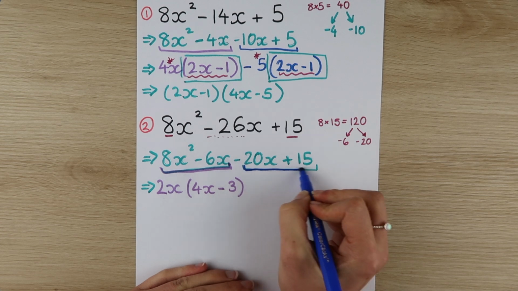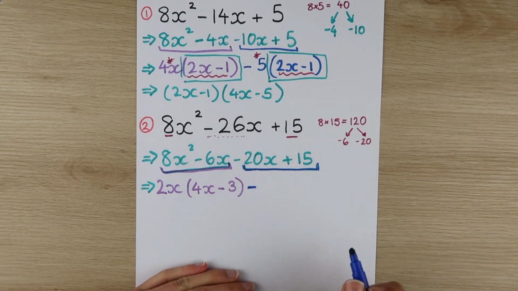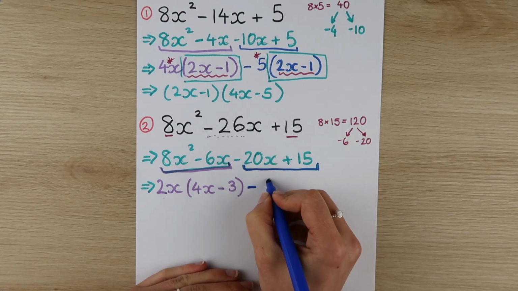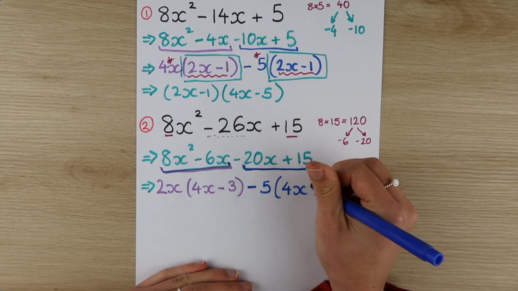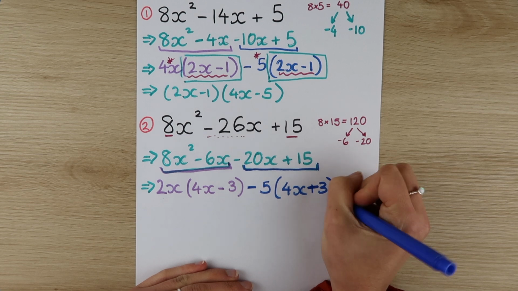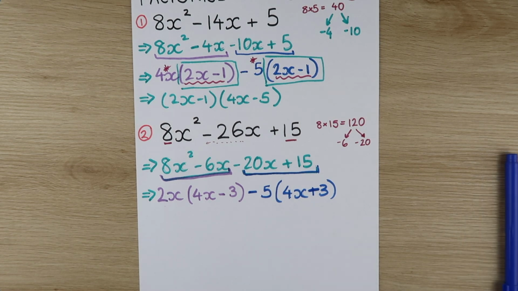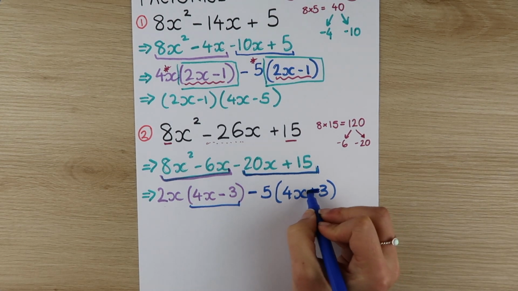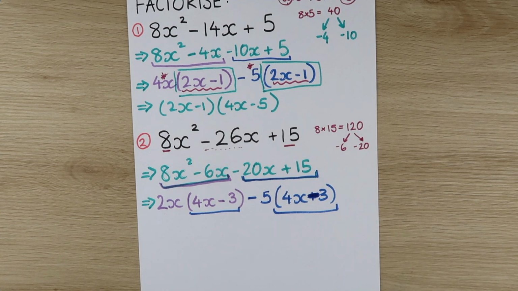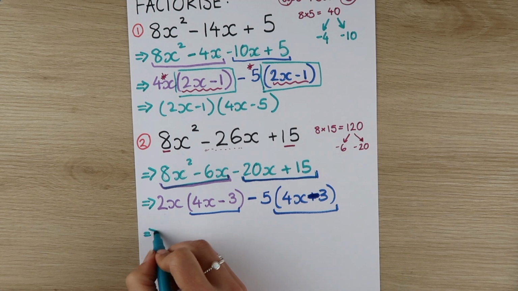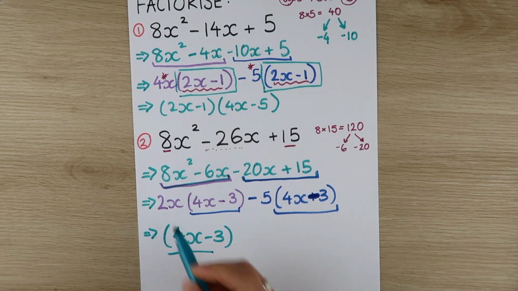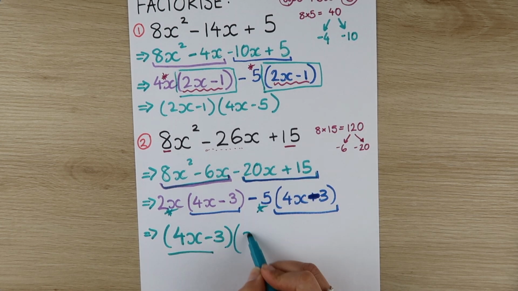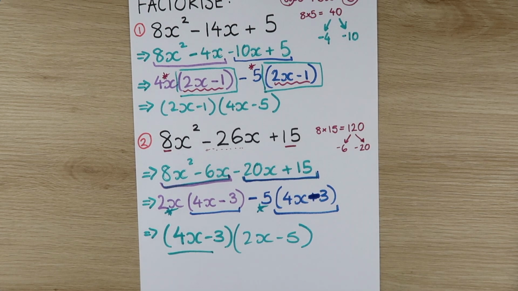And then looking at these ones, I'm going to take out negative 5 as a common factor. Left over I've got 4x minus 3, because I've taken out the negative. Now this means because I've got 4x minus 3 and 4x minus 3, let's make that really obvious that that's a negative. Alright, I'm going to take it out the front. So 4x minus 3 becomes the common factor out the front. And then whatever I've got left over, so 2x minus 5, is what then goes into those brackets.